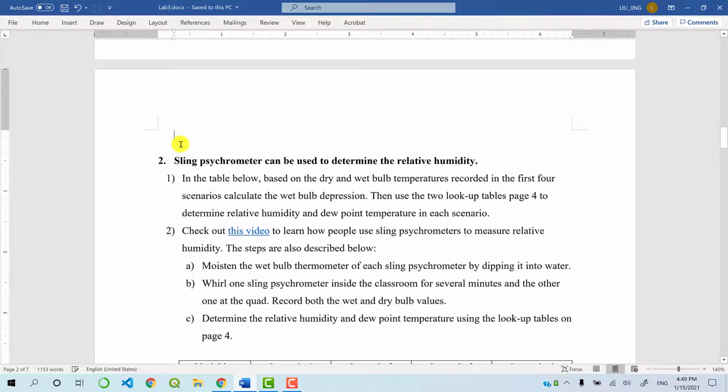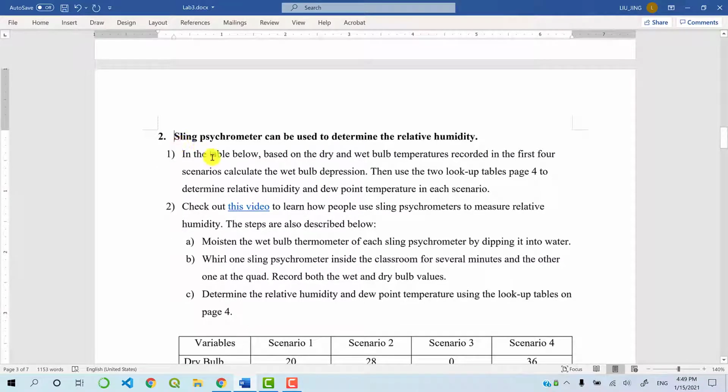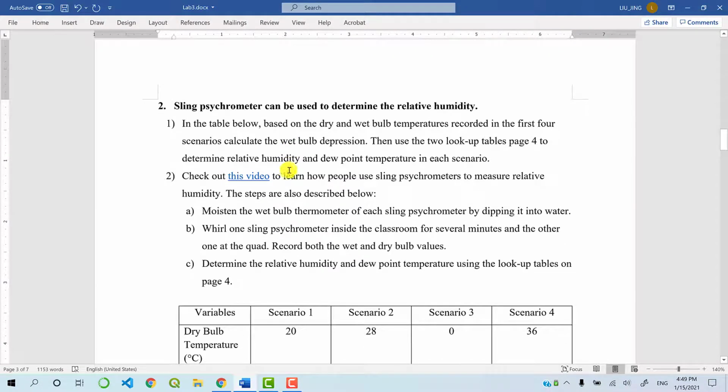The second question is to use a sling psychrometer. On our study guide page, you see that very interesting video. I have another video to show you the same thing, how to use a sling psychrometer to measure relative humidity. The design of this device is actually very smart. They use two thermometers to measure the temperature of dry air and saturated air.